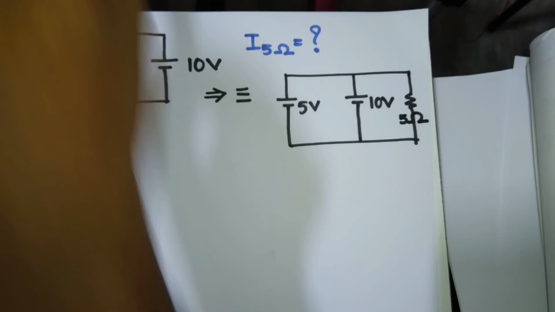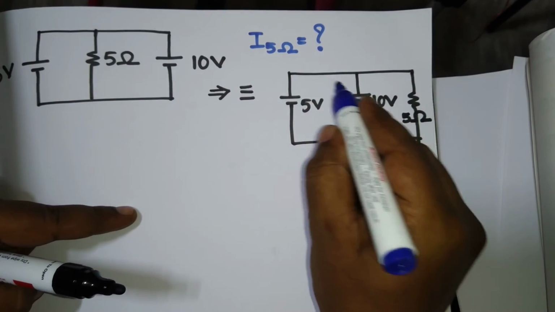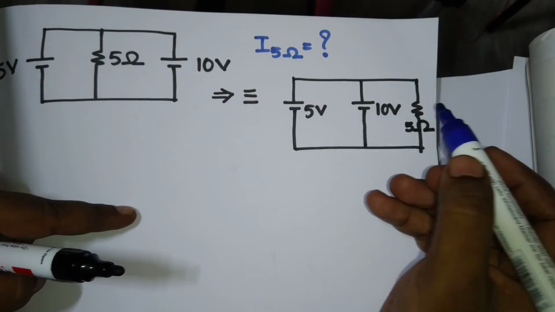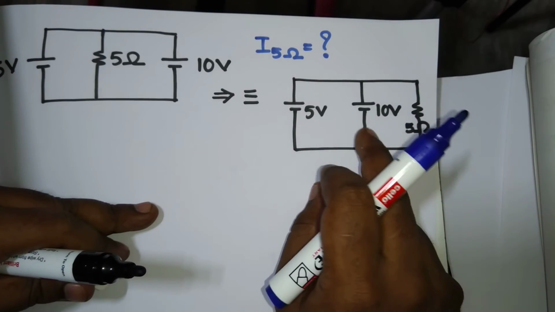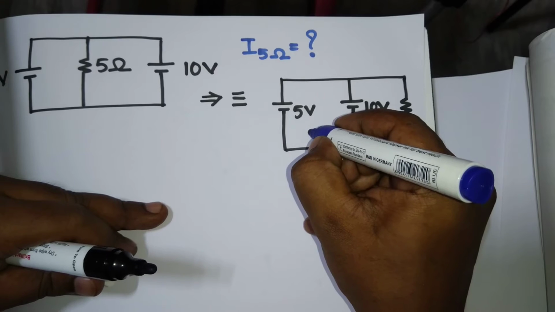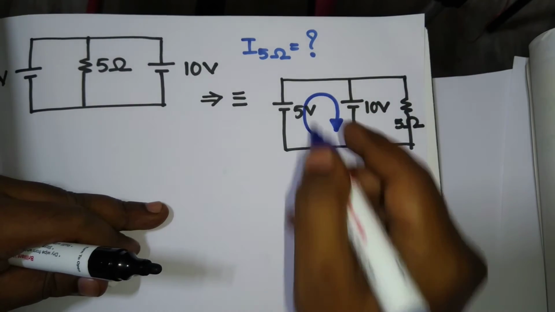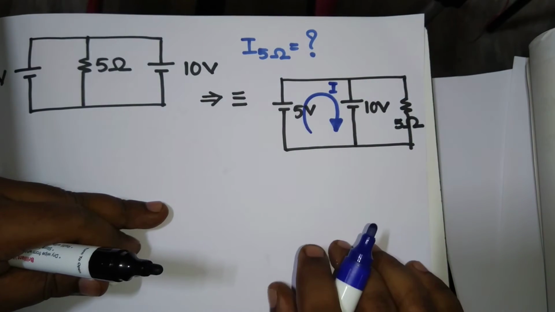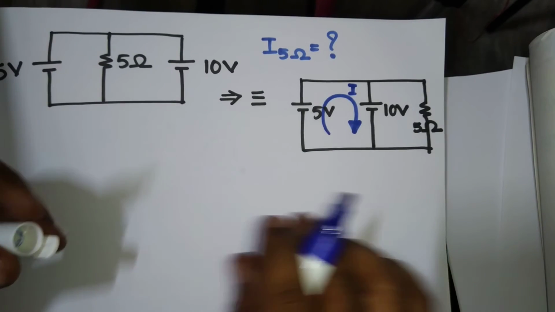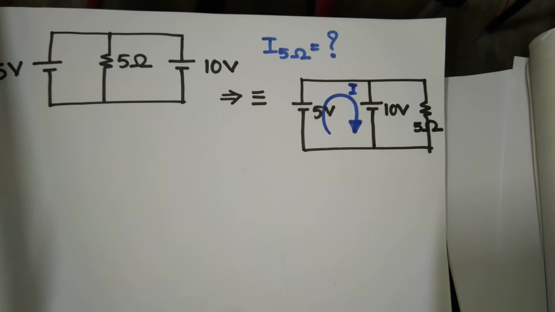Okay. So now within a loop, this is a loop, right? This is loop 1, this is loop 2, and this entire stuff is say loop 3. I can go anyway. So as of now I can see 2 loops, loop 1 and loop 2. Now I take current like this. This is say I. Either I can take clockwise or anti-clockwise, doesn't matter. End of the day, KVL must get satisfied within a loop.